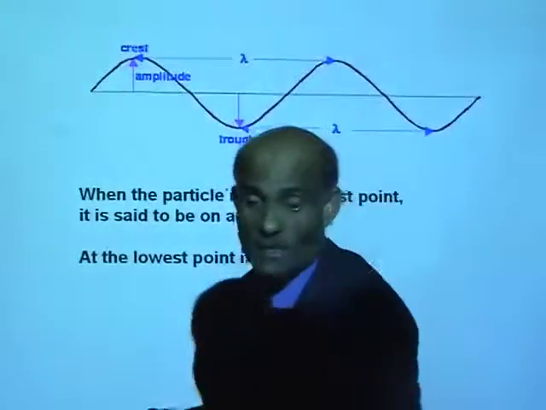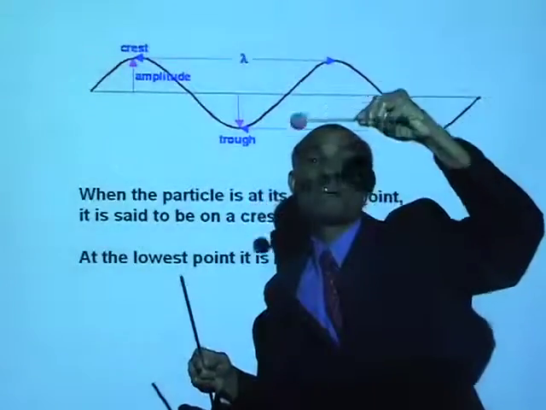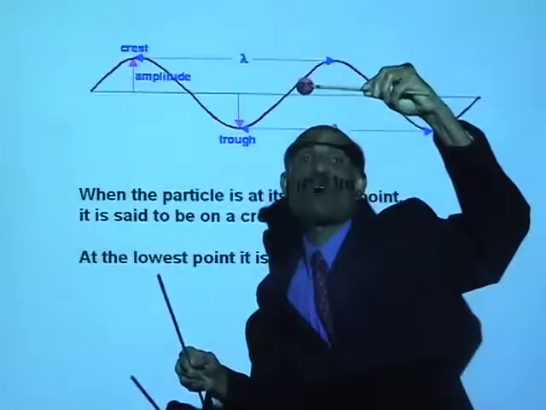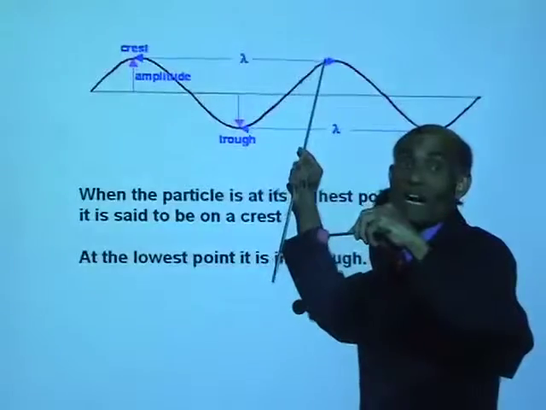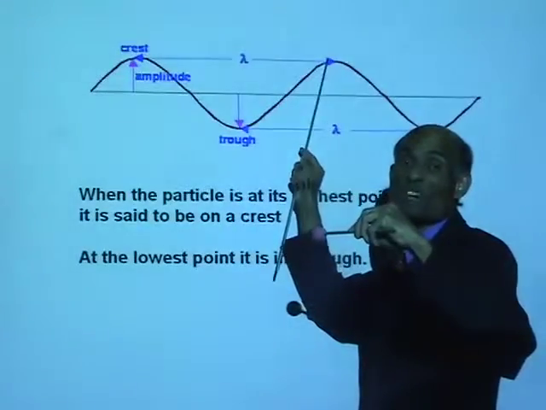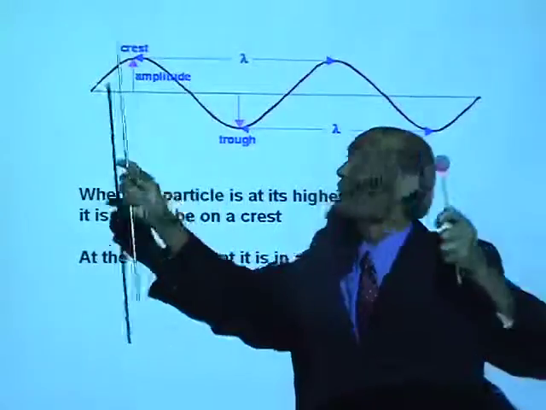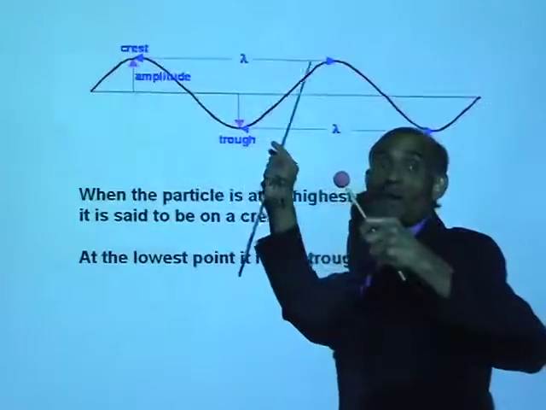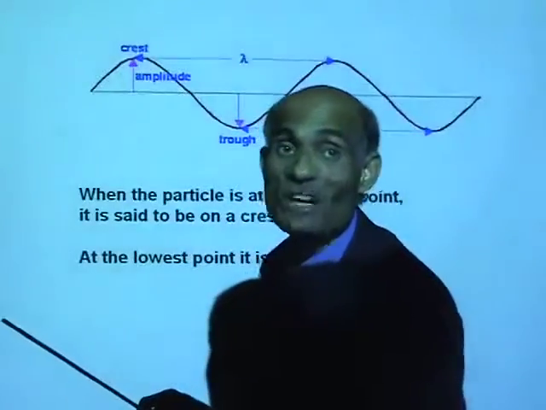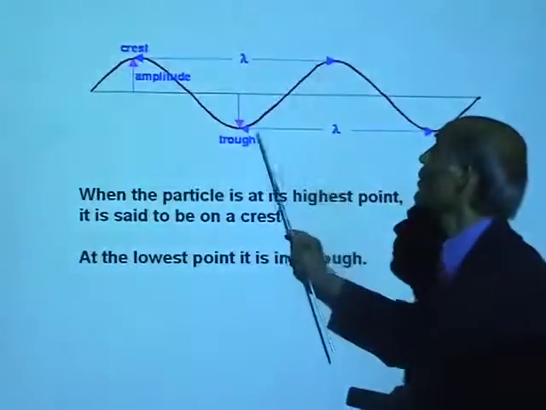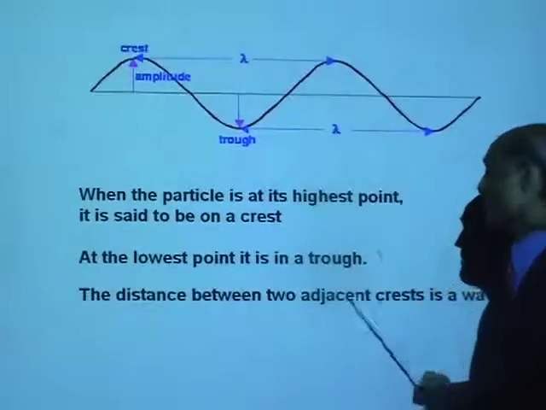You see? Tell me, what is the phase of a particle on a crest? On a crest, the particle has gone all the way up. That means it has completed a quarter of a vibration. So this particle on a crest and this particle on the next crest are in the same phase of vibration. Therefore, the distance between them is the wavelength. The distance between two adjacent crests or two adjacent troughs is also wavelength.